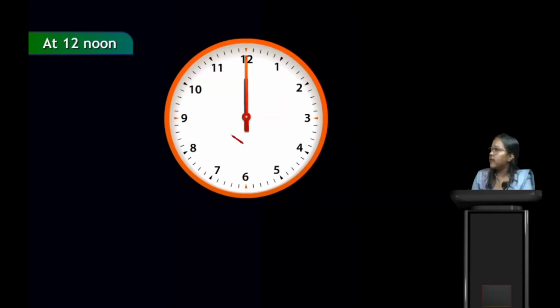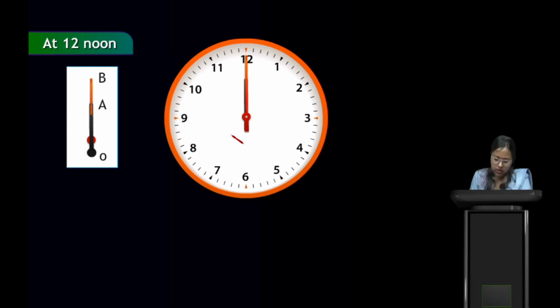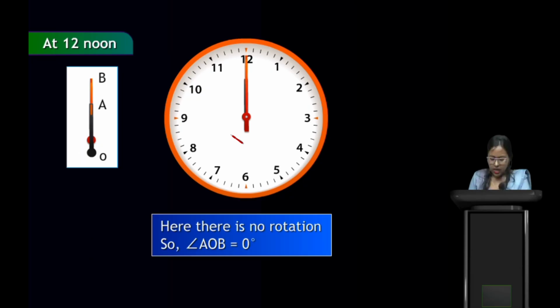Now see, at 12 noon, both the hour hand and minute hand will coincide, right? So here is the position. Here we are showing like this. At 12 noon, for the position of hour hand and minute hand with A, B, we are showing, and center angle with O we are showing. Here, there is no rotation, right? Both coincide with each other. That means no rotation, no gap. That means what? That means angle AOB value is how much?